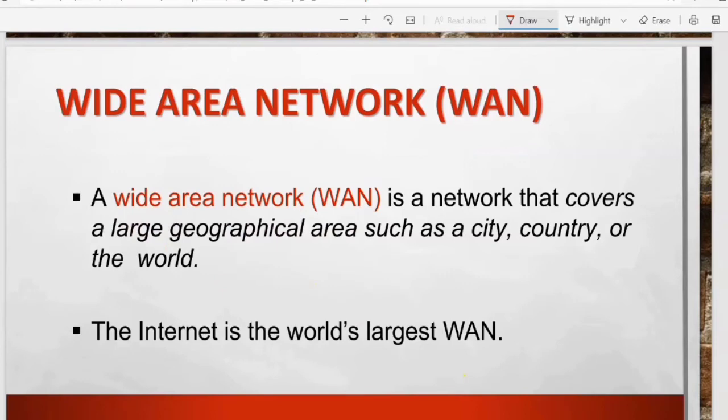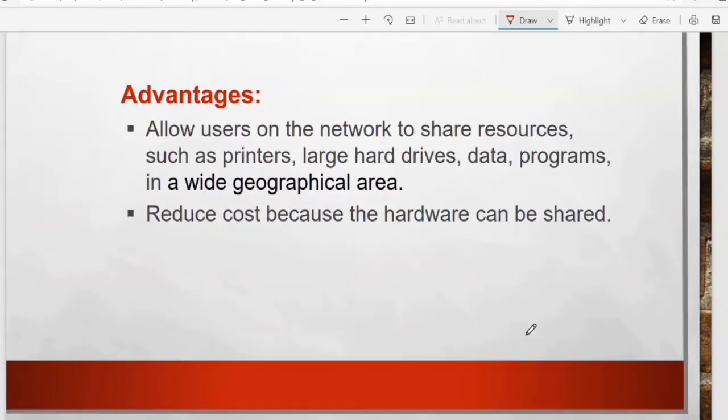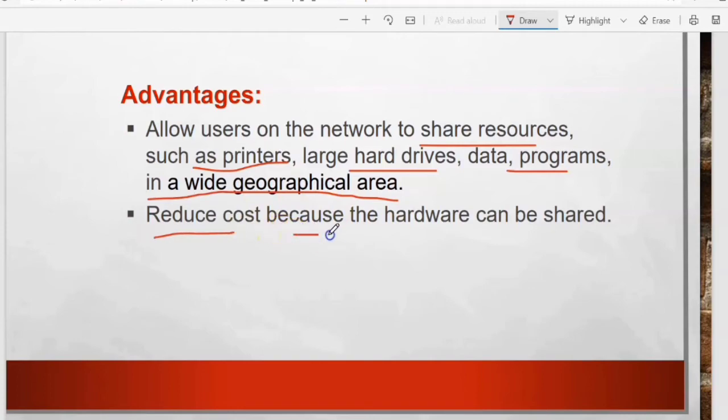Okay, for WAN, remember, it is a network that covers a large geographical area. Remember, a large geographical area such as city, country, or the world. So the internet is the world's largest one. So advantage: allow users on the network to share resources such as printer, large hard drives, data, programs in a wide geographical area. It also reduces cost because the hardware can be shared.